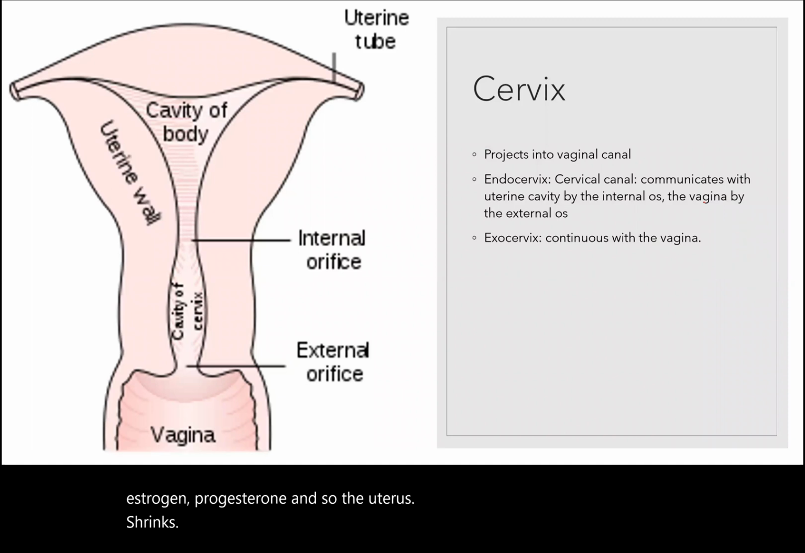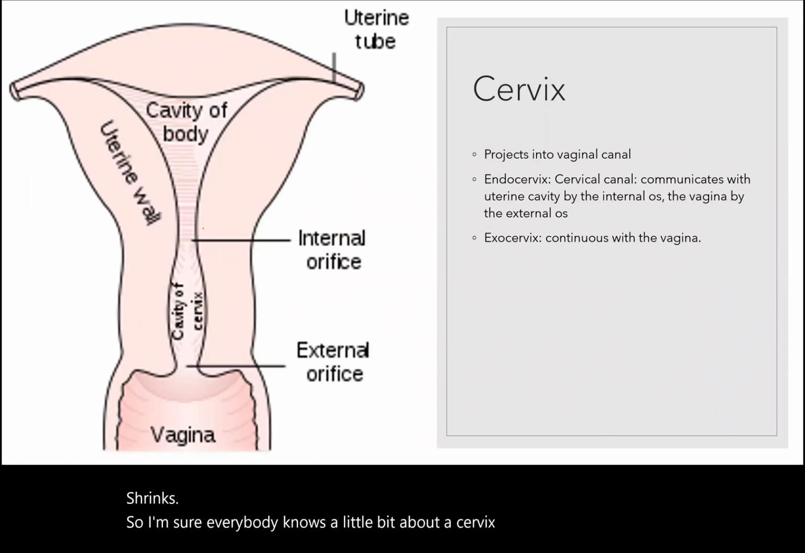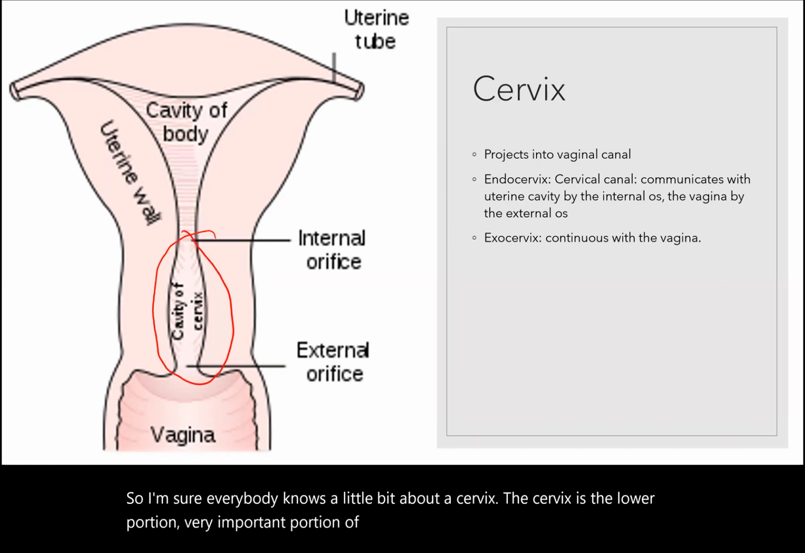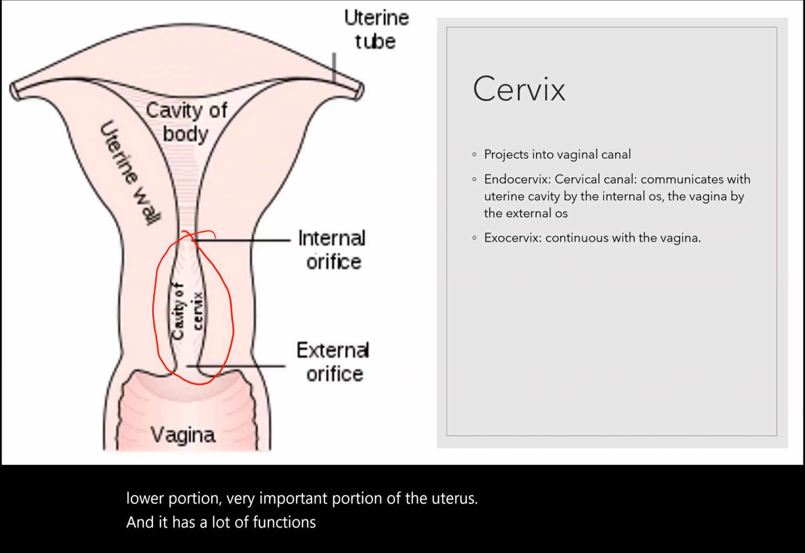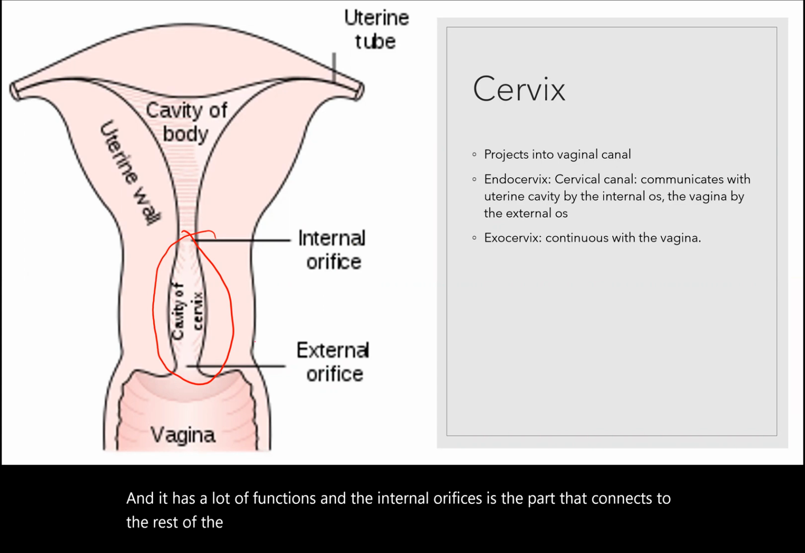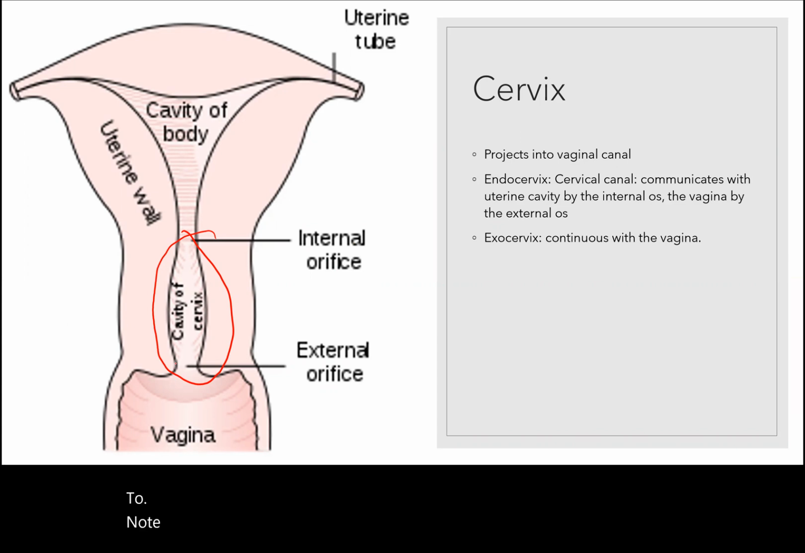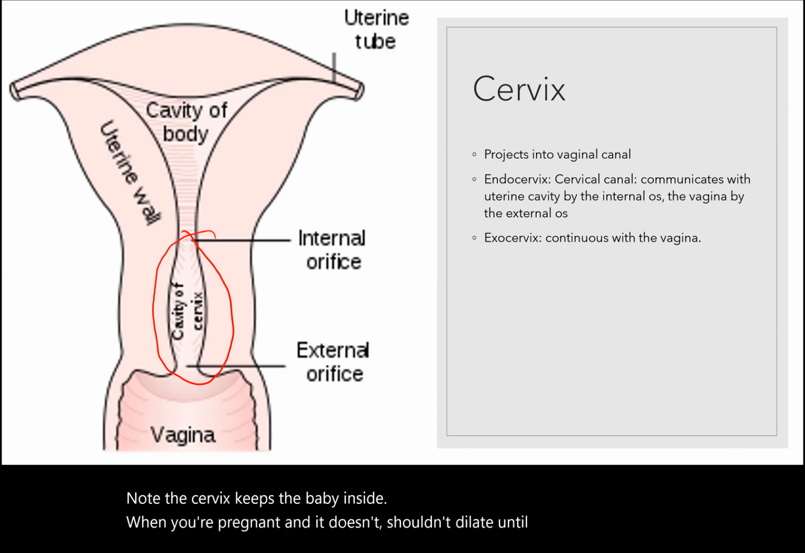So I'm sure everybody knows a little bit about a cervix. The cervix is the lower portion, very important portion of the uterus, and it has a lot of functions. The internal orifice is the part that connects to the rest of the uterus. The external orifice is the part that connects to the vagina. That's pretty easy to note. The cervix keeps the baby inside when you're pregnant, and it shouldn't dilate until you go into labor.